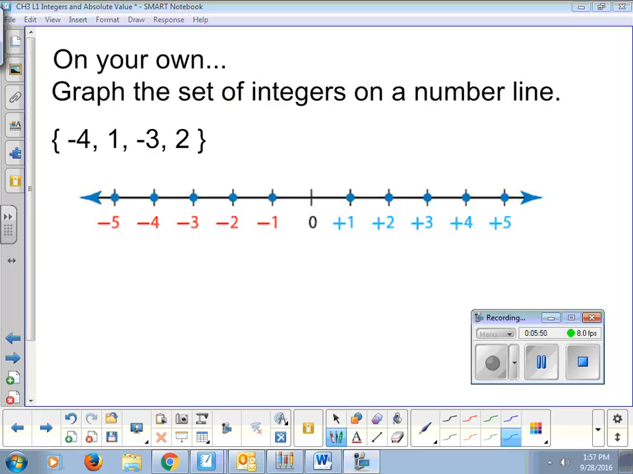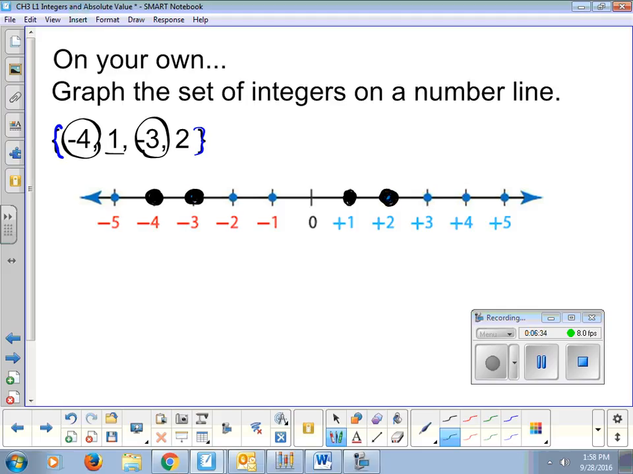Okay? When you are graphing a set of integers on a number line, so we want to graph these numbers. This is our group of numbers. They're inside brackets. We want to find each one of these on the number line and graph them. So for negative 4, I'm looking for negative 4 on my number line, and I'm going to graph that on the number line. Then I have my next number, which is 1. I'm going to go to 1 on the number line and graph that value. After that, we have negative 3. I go over to negative 3 and graph that on my number line. And my last value is what? Positive 2. And I graph that on my number line.